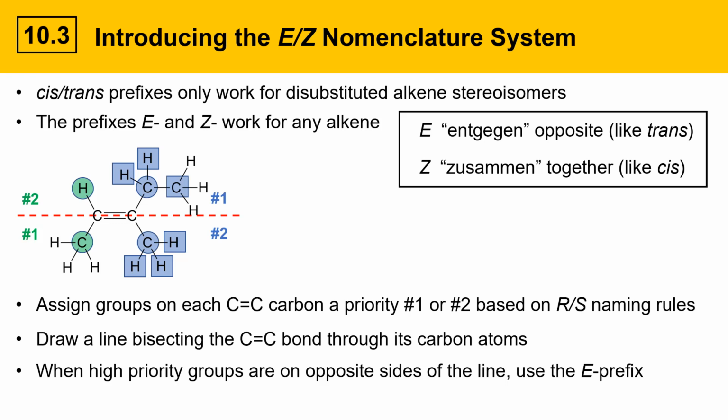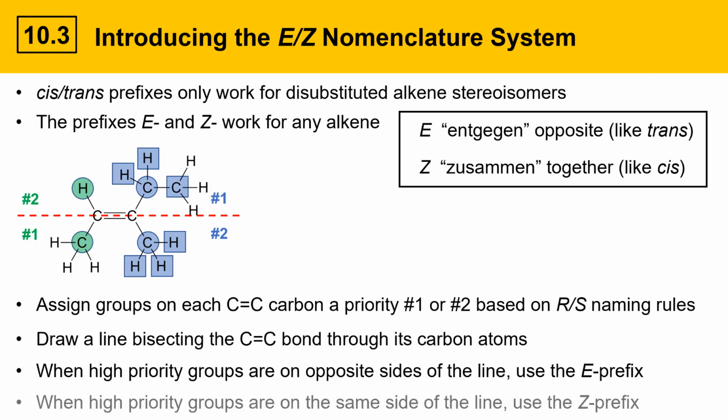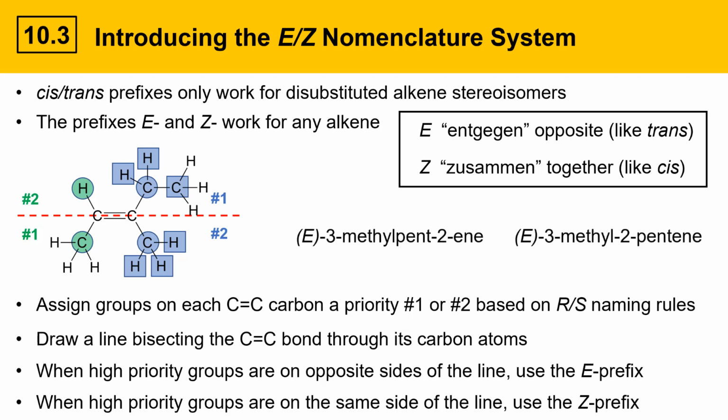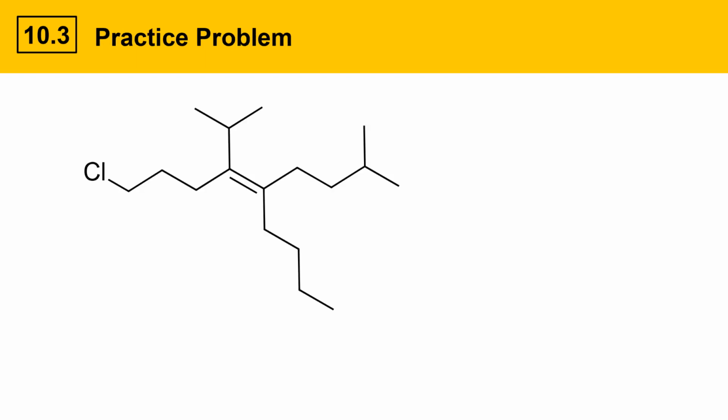That's the situation that we have here, where we have our number 1 priority group on the left carbon on the lower side of the line, and our number 1 priority group on the right carbon on the upper side of this line. This would be an E alkene. When high priority groups are on the same side of the line, then you'll use the Z prefix. That's like cis. The full name for this molecule then would be, under the newer rules, E3-methylpent-2-ene, or under the older rules, E3-methyl-2-pentene. Let's work through a practice problem to get a little bit more experience with this concept.